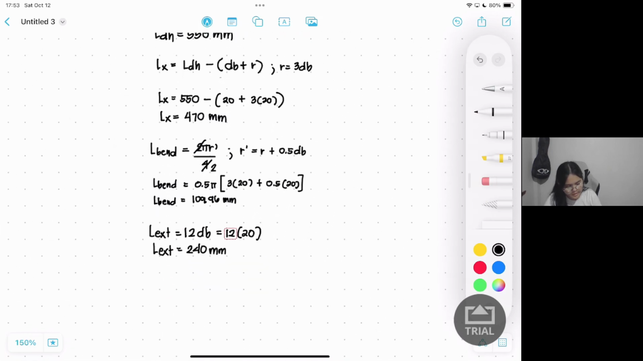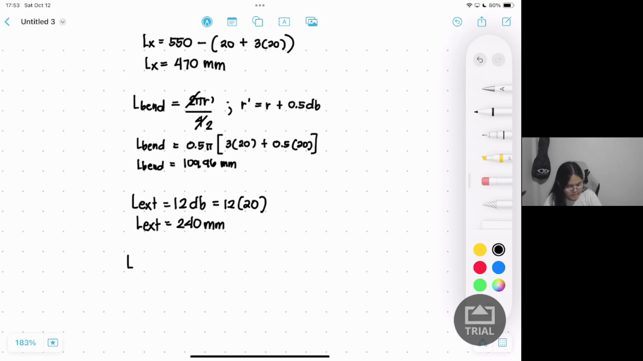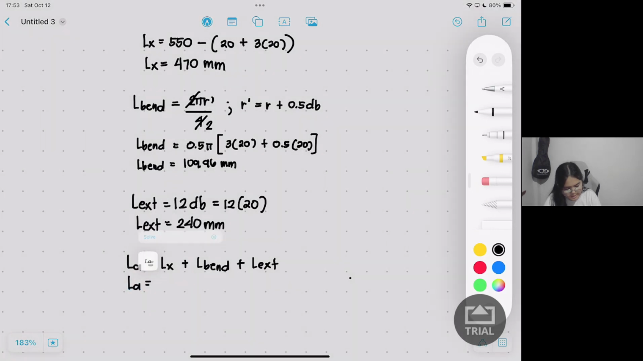So, finally, makokompute na natin yung length nung anchorage natin. So, let's say L sub A. So, L sub A is Lx plus Lbend plus the L extension. Wherein, ang value ni Lx ay 470 mm plus 109.96 plus 240.